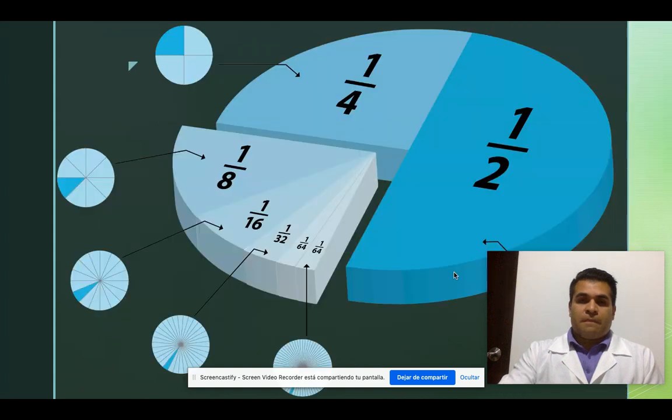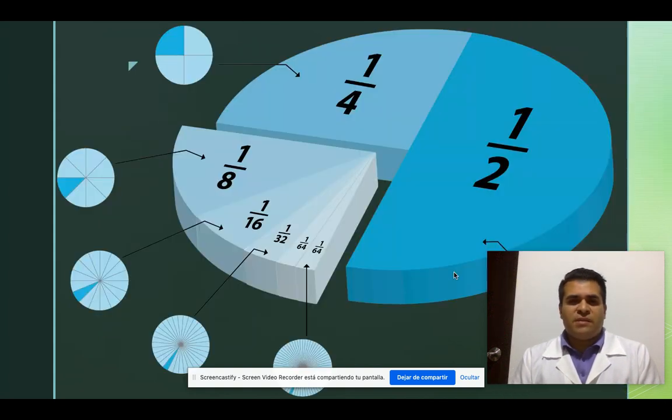Okay. And here I want to show you how to represent fractions. For example, here you can see a quarter: you divide in four equal parts and you take one. So in this part you can see a quarter. And here you divide in eight equal parts and you color one. So here you can see 1/8 of a pie, it could be.